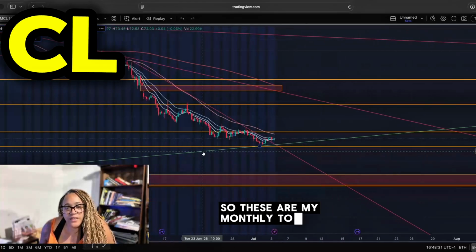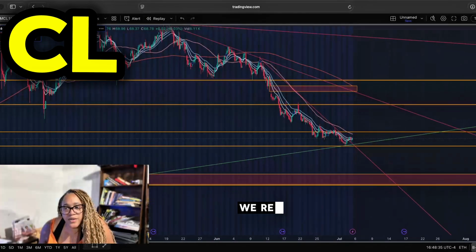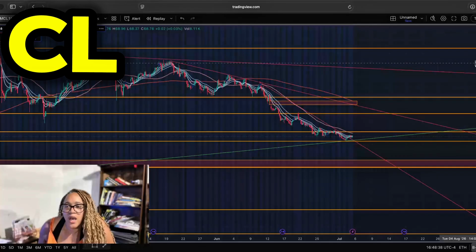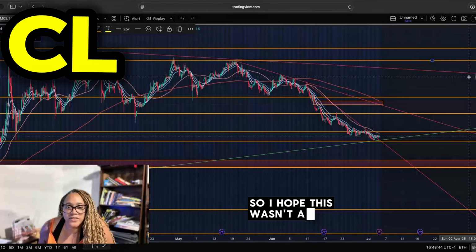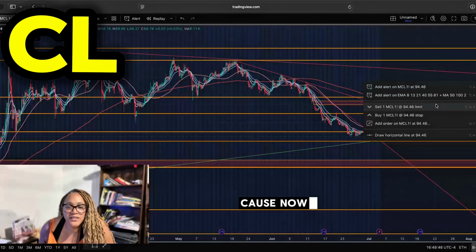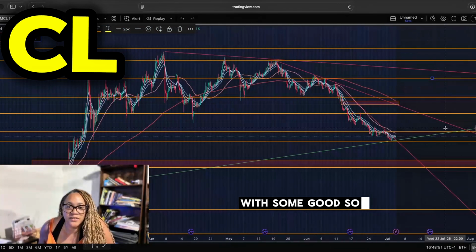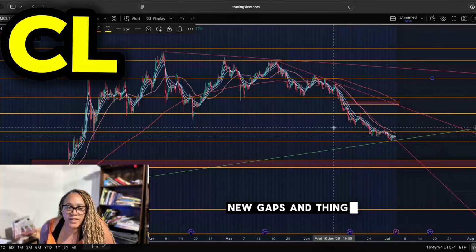So these are my monthly top-down analysis. This is the top-down analysis. We refresh the charts to see where we were and where we're possibly going. Just a new outlook on the charts. So I hope this wasn't a waste of your time. It was not for me, of course, because now my charts are all nice and clean with some new lines of support and resistance, new gaps, and things to be paying attention to.